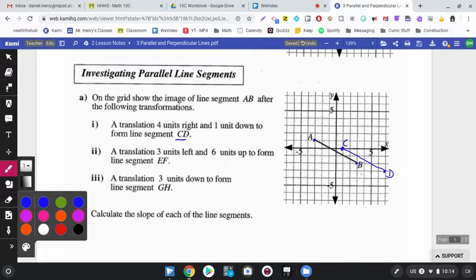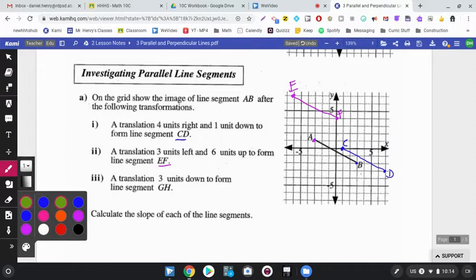Okay, EF. This one I'm going 3 left and 6 up to form this line segment. So I go back to the original AB. I'm going to go 3 to the left, 1, 2, 3, and 6 up, 1, 2, 3, 4, 5. I think that's right. And then I have to do the same thing for B. 3 to the left, 1, 2, 3, and up 6. There it is. There you have it. That's the line segment EF.